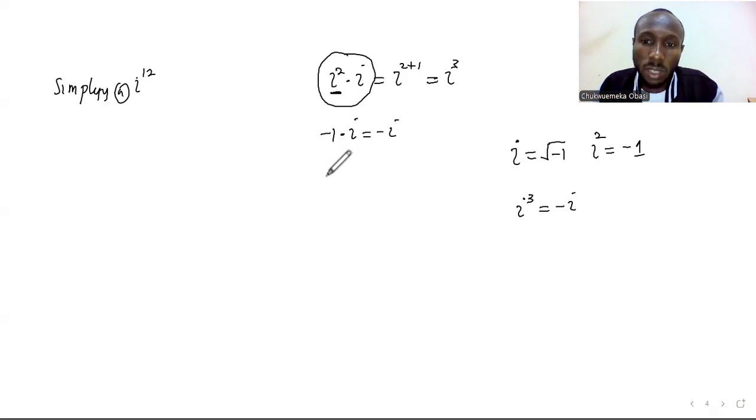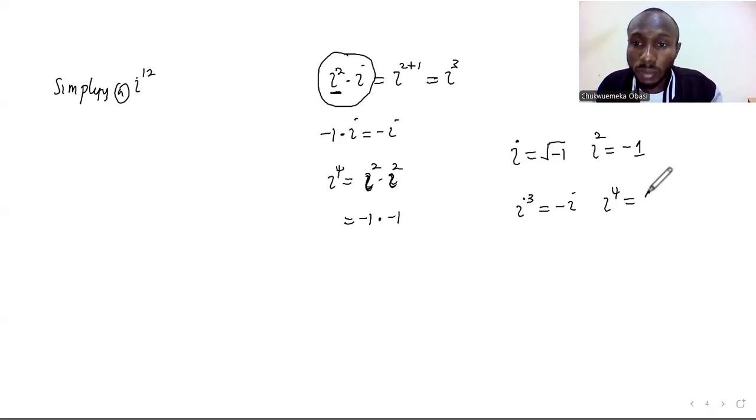Then let's do i to the 4. What do you think will be i to the 4? i to the 4, you know, can be written like i squared times i squared. Please, this is not 2. This is how I write i squared. Please manage it like that. What is i squared? That is minus 1 times minus 1. That will give me 1.